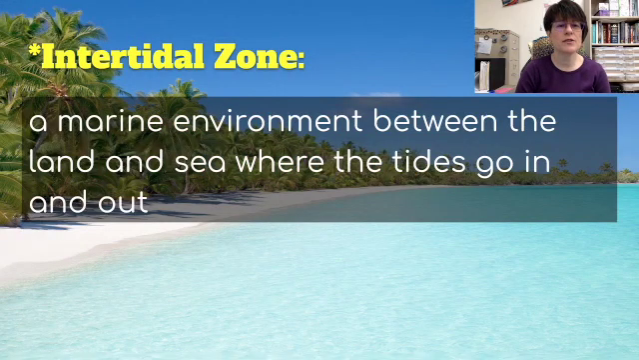There's the intertidal zone. This is a marine environment between the land and sea where the tide goes in and out. And so this beach area would be the intertidal zone, and there are a lot of organisms that live there, and they have to be able to live both underwater at times and where it is dry as well. And so God created creatures that can withstand those 2 things.